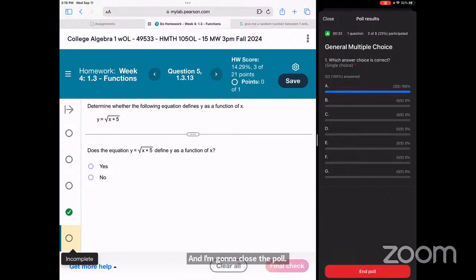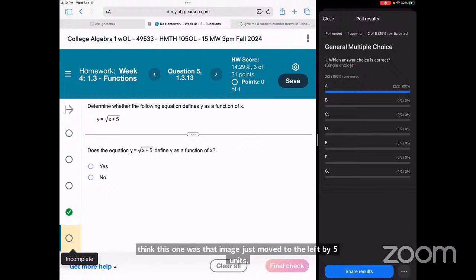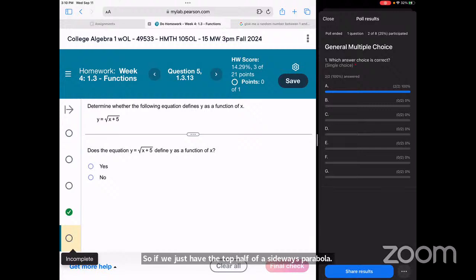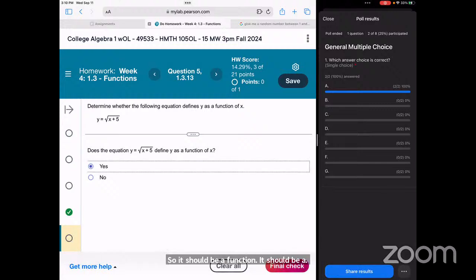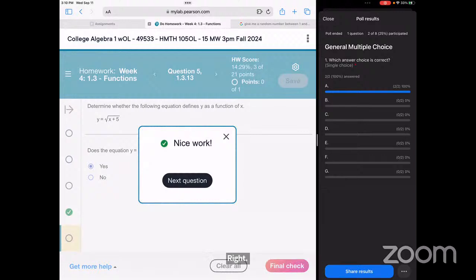Okay, so square root function, right? Visually, you could just look at the graph. Conceptually, it is like the top half of a sideways parabola. That's the general shape of a square root. I think this one was that image just moved to the left by 5 units. So if we just have the top half of a sideways parabola, an image like that is going to pass the vertical line test. So it should be a function. It should be a, right? Okay. And let's generate. Let's do question 15.